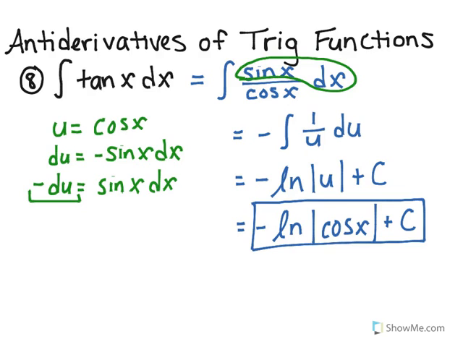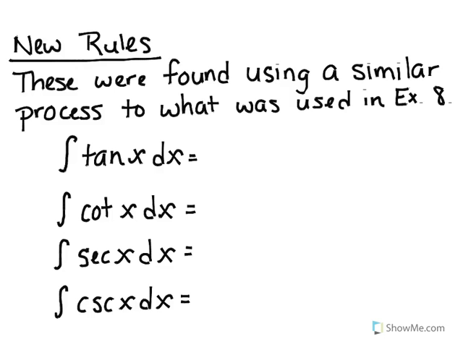However, we can use a similar process to do the other trig functions that we don't know the antiderivatives of yet. So I'm not going to write out that process for every single one. I'm just going to tell you what the final rules are. So these are the new trig rules, and again, they were found using the same process. We just did the tangent of x. I'm just going to rewrite it here for you. This is negative natural log absolute value of cosine x plus c. So that's tangent.